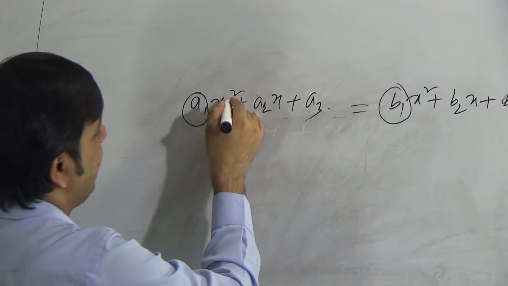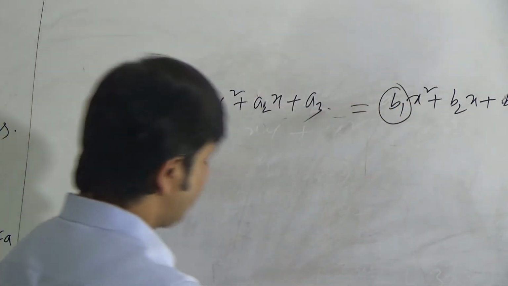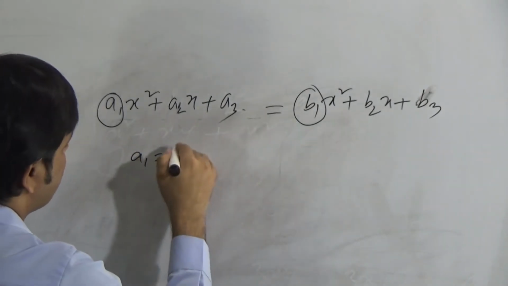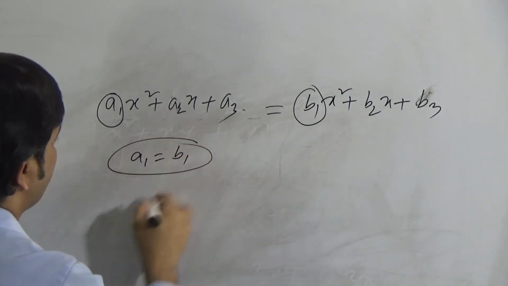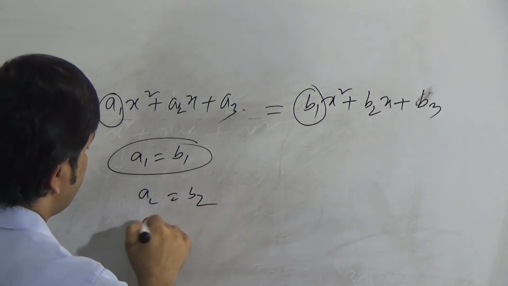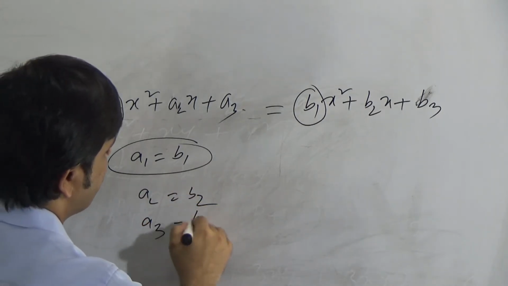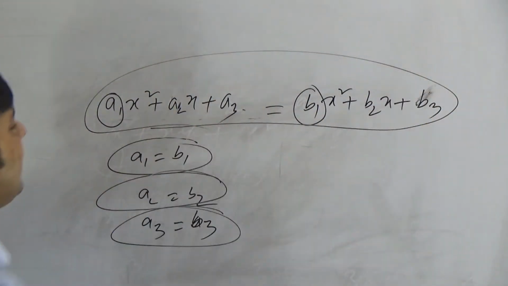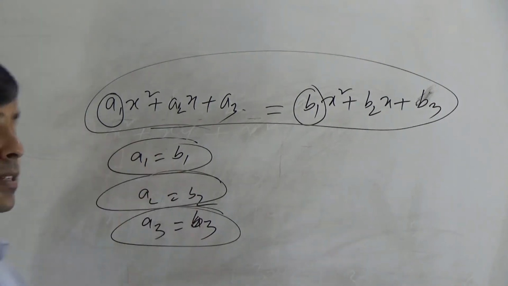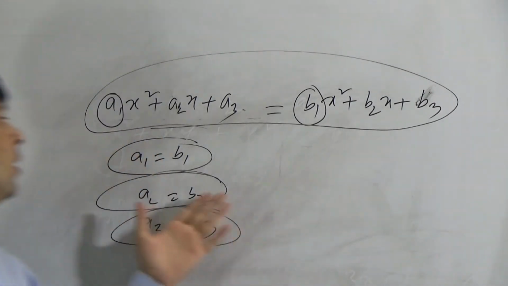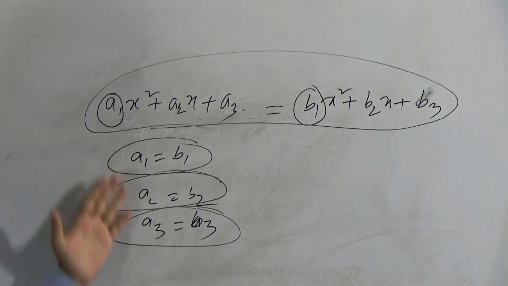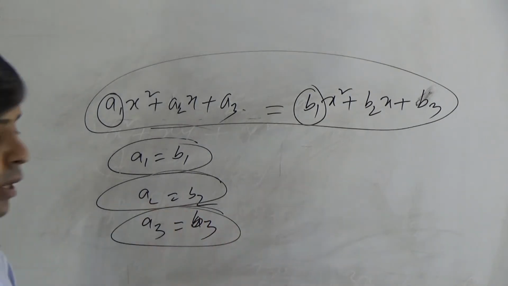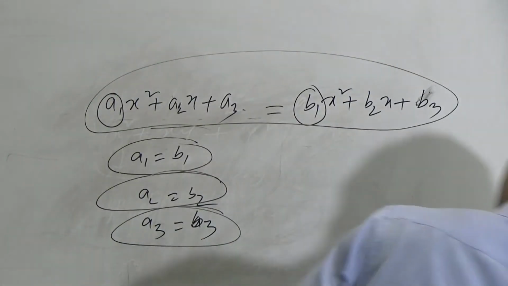Here the index of x is 2, here the index of x is 2. So these two terms are said to be similar. So if the coefficients of the similar terms are equal, it means that if a1 equals b1, a2 equals b2 and a3 equals b3, then the polynomials are said to be equal. So two polynomials are said to be equal if the coefficients of the similar terms of both polynomials are equal. Okay, dear students, so this is the condition for the equality of polynomials.